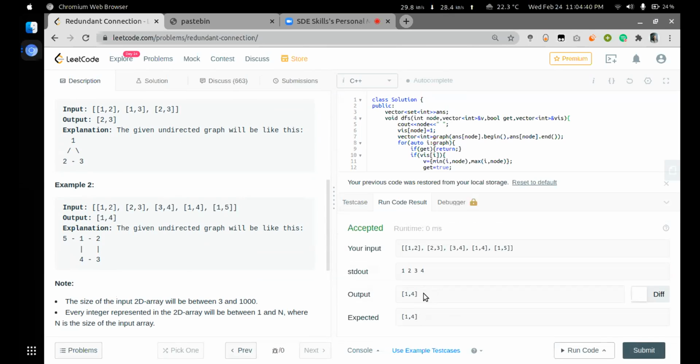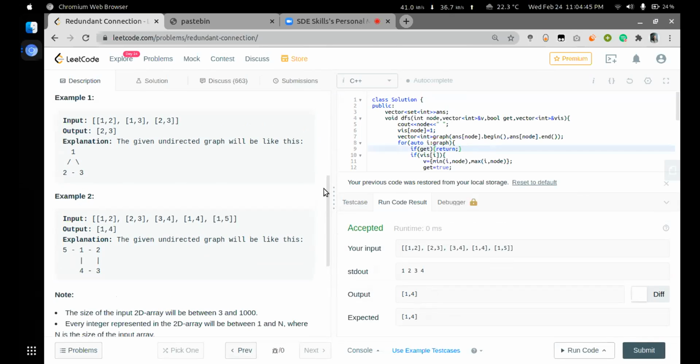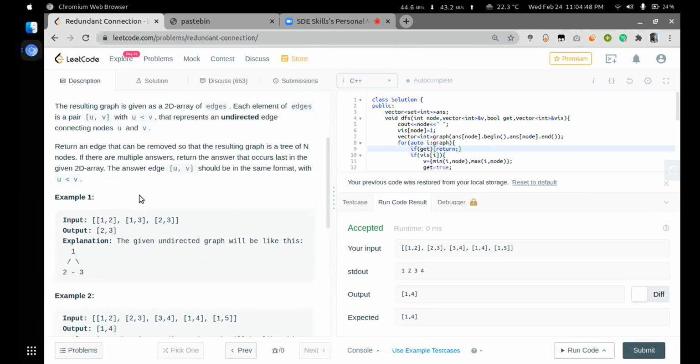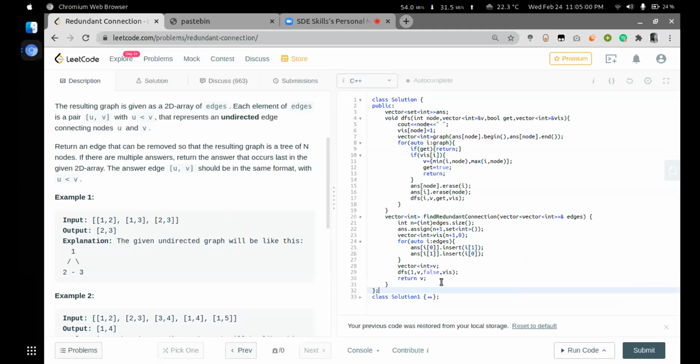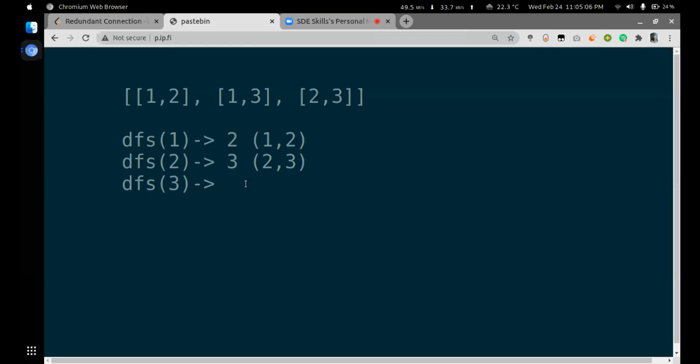And let's see, yeah, it gives me 1 4. So this isn't a general solution for this question, but I think if they would have mentioned that any of the edge will be answered, then this might work. We cannot maintain an order here as such, because DFS depends on which node we are starting with. If we start DFS from some other node, then the answer will be different.